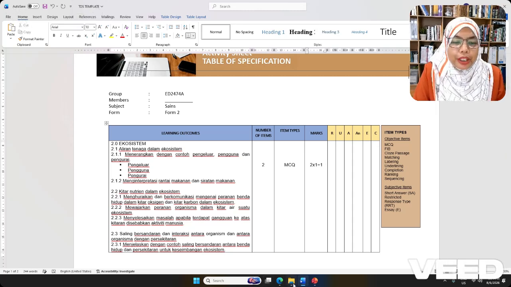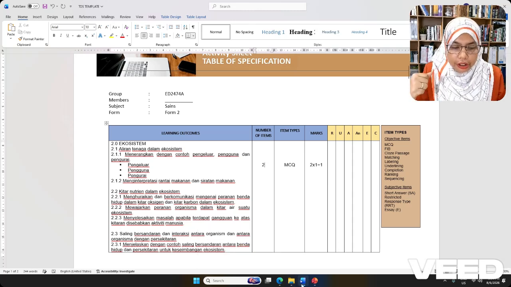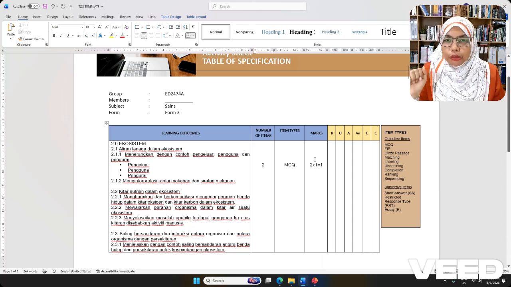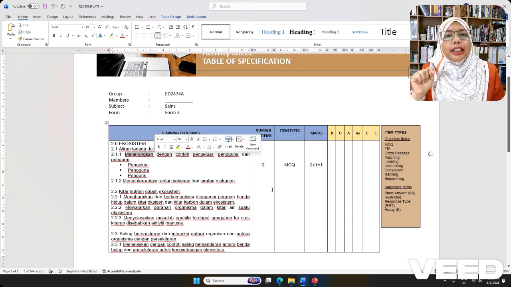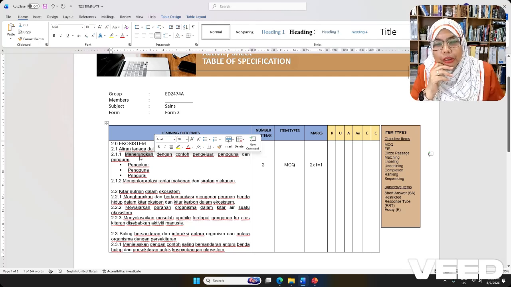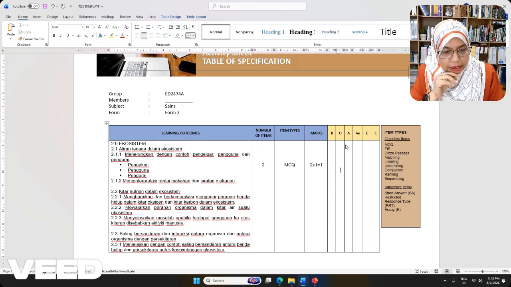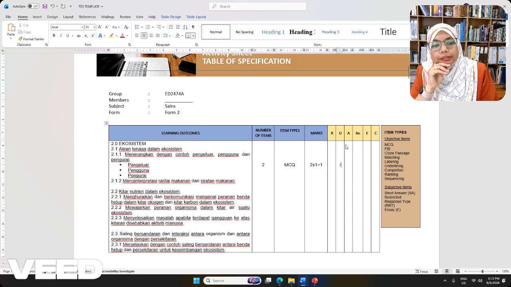And then I need to specify for these two items, what would be the levels on Bloom's taxonomy? How should we know? Can we just simply decide on a whim? No. Look at the verb used in our learning standards. The verb says menerangkan, and menerangkan or explain would be a verb representing the second level on Bloom's taxonomy, which is understanding. So what you do is you tick understanding.